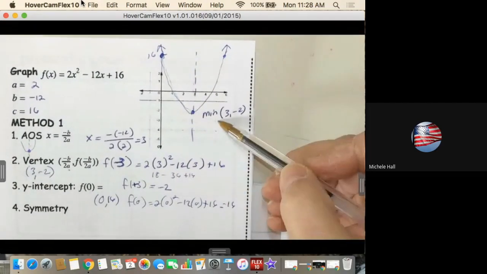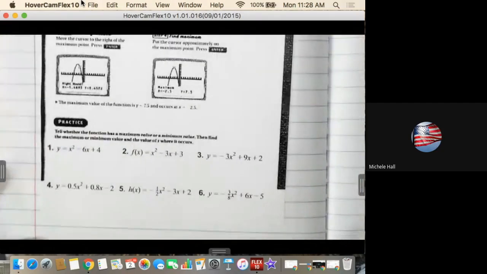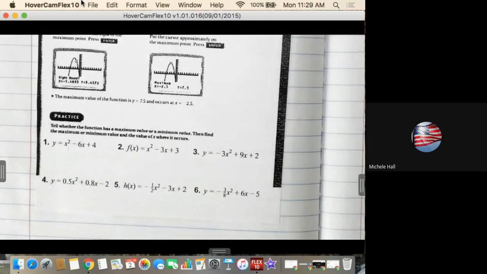The vertex is the minimum point. It's the lowest it can go. Okay. Now let's learn how to do it with a graphing calculator, finding max and mins, without using algebra. All right, here we go.